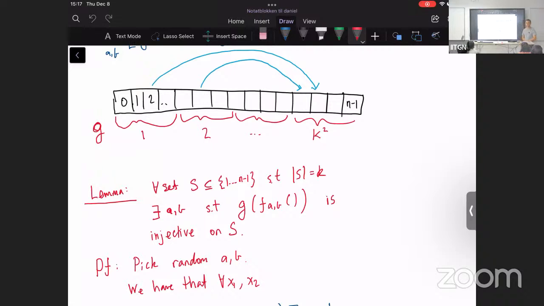Now, I claim the following. For every set S of size k, there exists at least one choice of A, B such that G applied to f_AB is injective on S. Being injective on S means that everyone in S goes to different buckets. Remember, I have a set of size k, and I have k squared buckets. So I'm trying to figure out the probability that these k guys go into different buckets, with no pair of them ending up in the same bucket. If you've ever analyzed the birthday paradox, it's a very similar analysis.